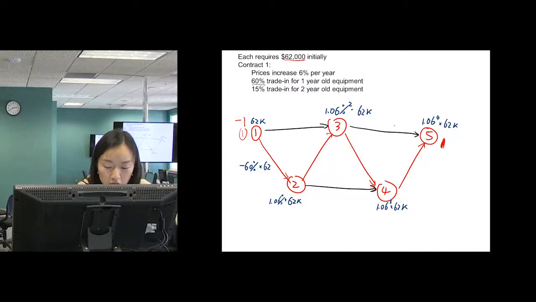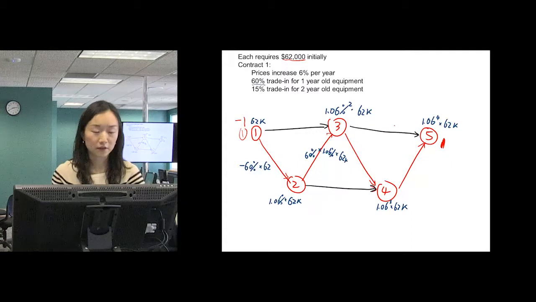Then if you go here, this path means that you are trading. So you're already trading, you get the new equipment. Okay, here, and then you are trading after 1 year again, and so that's 60% times whatever you paid for at this point. Remember why I use this value: it's because you are already considering the new equipment that you acquired at this point.